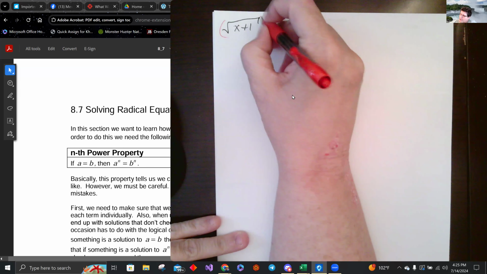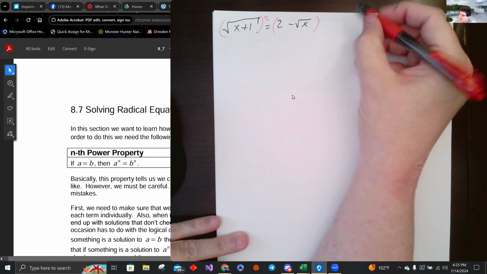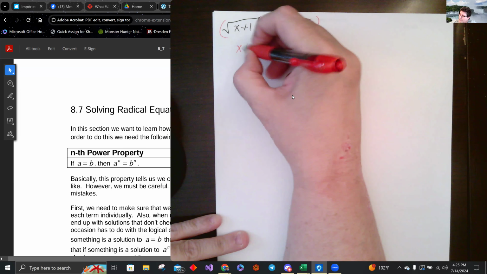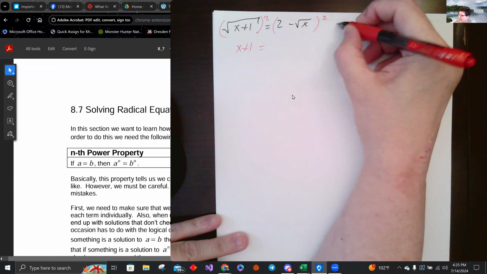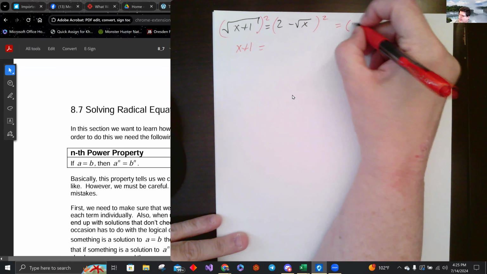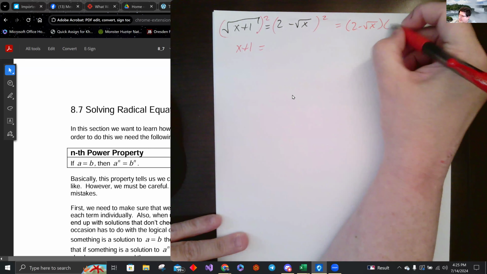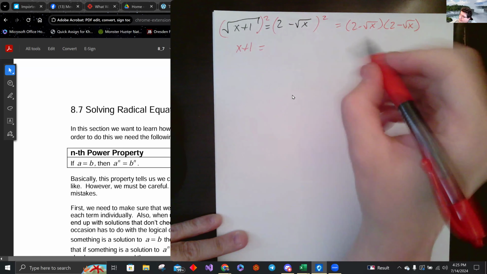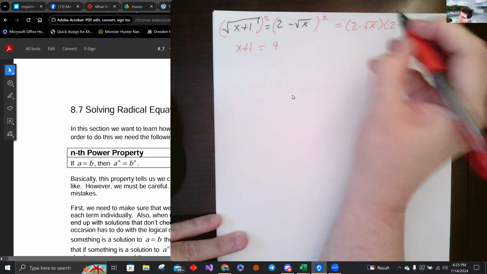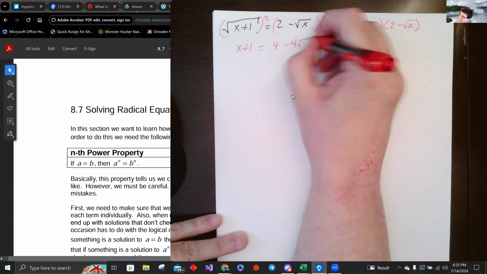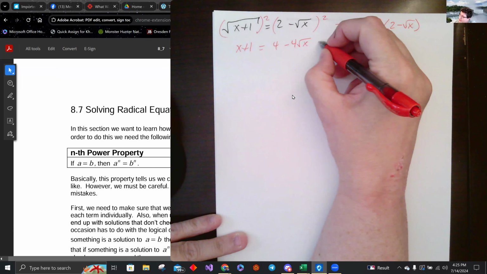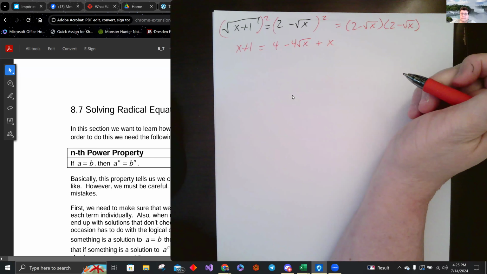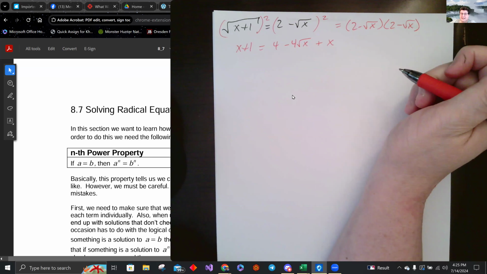When we square both sides here, the left side, square root of x plus 1, squared, we just get x plus 1. When we square the right side, 2 minus square root of x, remember, it's not each thing squared, we have to distribute. And we get 4 minus 4 root x plus square root of x squared, which is x. So we still have a radical.